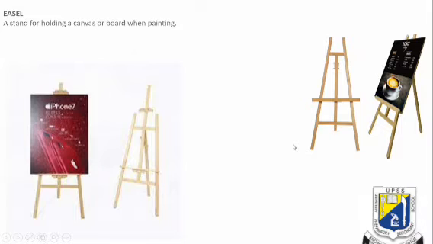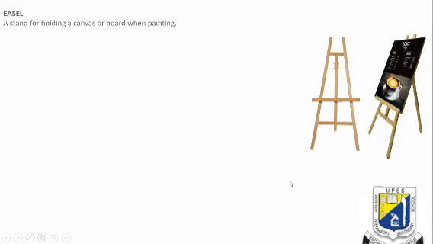Then the next one is easel. An easel is a three-stand post on which the artist places his board or canvas and carries out his work. As you can see, there are some pictures of easels. An easel is a stand for holding a canvas or board when painting or drawing.